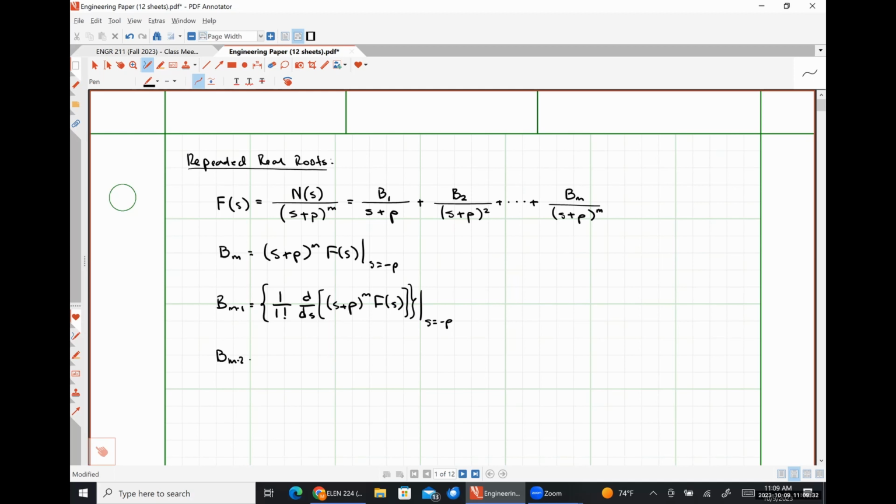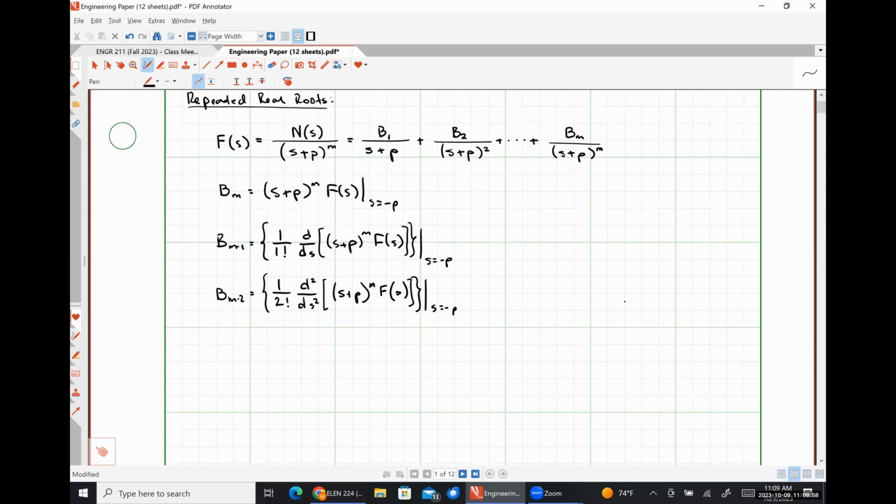b sub m minus 2 will be 1 over 2 factorial times the second derivative of that same expression, (s plus p) to the mth power times F of s, evaluated at s equals negative p, and then b sub m minus 3 would be 1 over 3 factorial times the third derivative with respect to s of the same thing, (s plus p) to the mth power times F of s, evaluated at s equals negative p, and so on.